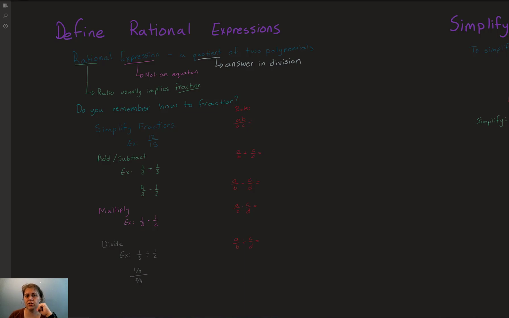So, quick question. Do you remember how to simplify fractions? Because if you don't, this lesson is going to be painful. So, for a quick example, if we're going to simplify fractions, something like 12 over 15, what would we do in that case? Well, 12 and 15 are both divisible by 3. So we divide the top by 3, that would give me a 4, and this would give me a 5.